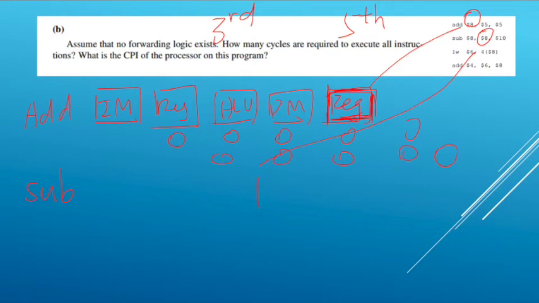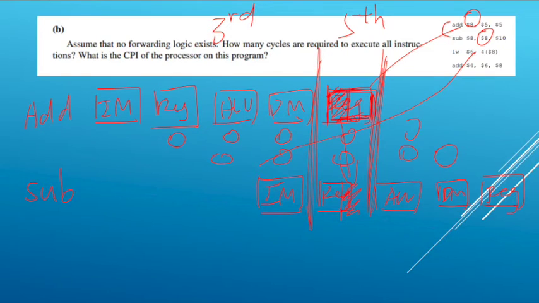And the sub instruction will start from here: IM, reg, ALU, DM, and reg. So what will happen now is that the stages are lining up. In the first half of the clock cycle, register number 8 will be updated. And in the second half of the clock cycle, it will be used by the sub instruction. So the dependencies are solved by 2 lines of stall.